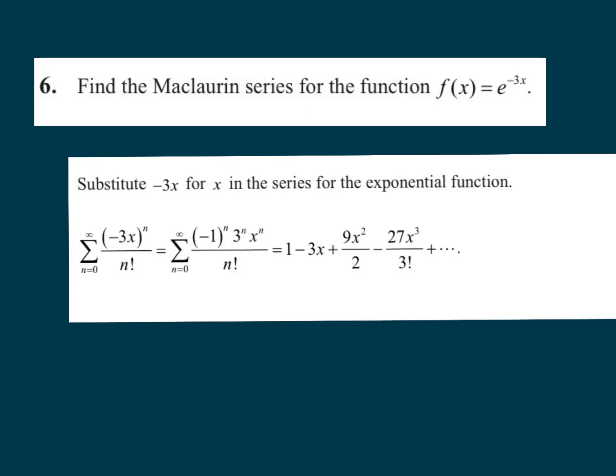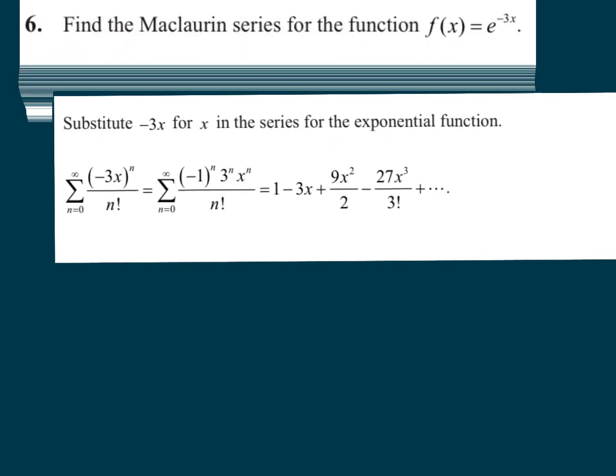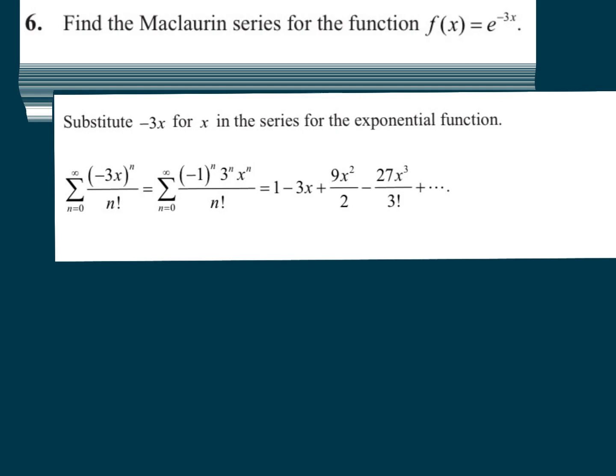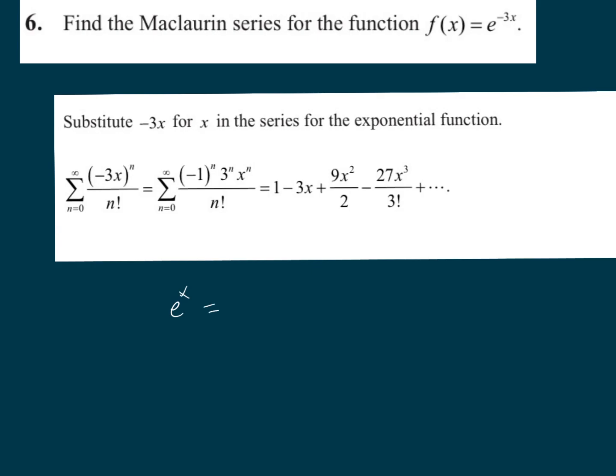Find the Maclaurin series of the function e to the minus 3x. You can do it in the standard way, but if you use our result that e to the x is 1 plus x plus x squared divided by 2 factorial plus x cubed divided by 3 factorial plus x to the n divided by n factorial, you can find more easily the Taylor representation of e to the minus 3x, the Maclaurin representation at c equals 0.